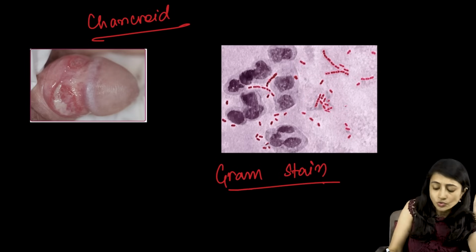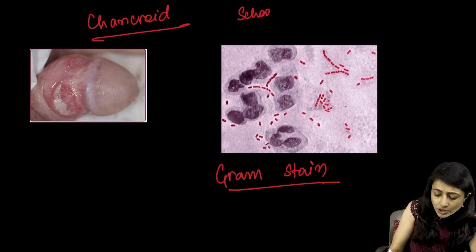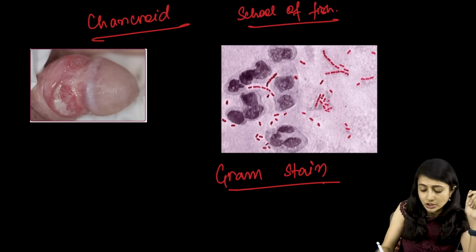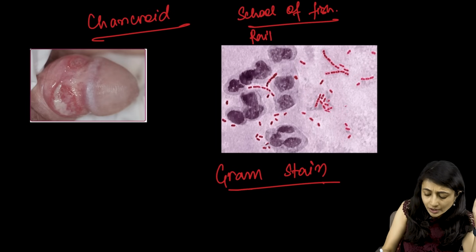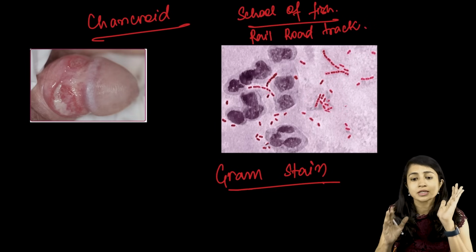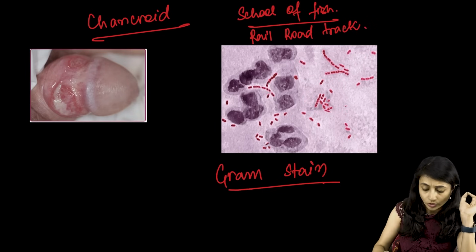In gram stain, you see school of fish appearance, as if the fish is walking in line. So, school of fish appearance or railroad track appearance. So school of fish or railroad track appearance is classical of chancroid. All the important points of the ulcer.